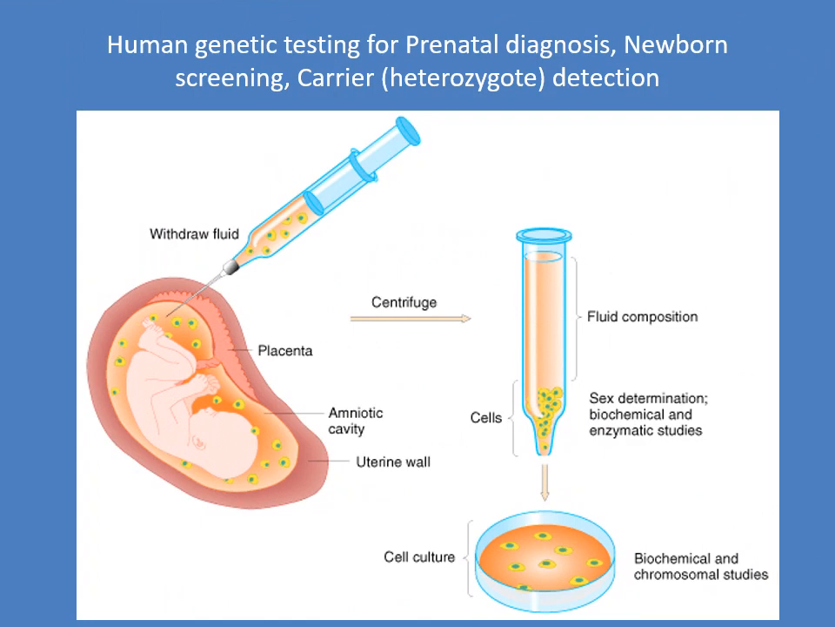Human genetic testing for prenatal diagnosis, newborn screening, and carrier detection. Here in this picture, we can see the amniotic fluid can be withdrawn and centrifuged. After that, the cells can be analyzed for sex determination and biochemical and enzymatic studies. The cells can be cultured for biochemical and chromosomal studies.